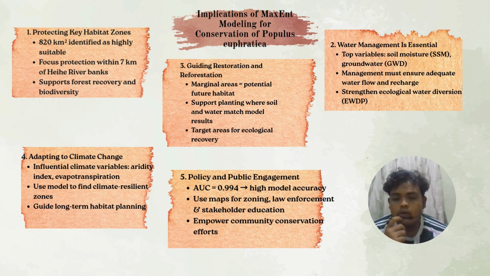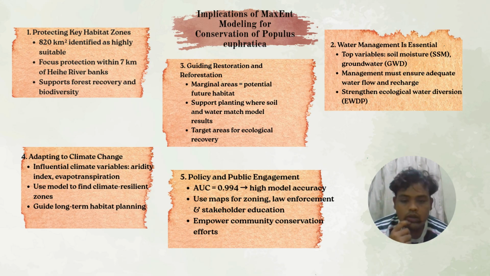Protecting these areas can help preserve riparian forest structure and biodiversity. Second, water availability plays a critical role. The most important environmental variables were soil moisture and groundwater depth. This highlights that sustainable water management is essential, especially through ecological water diversion projects.